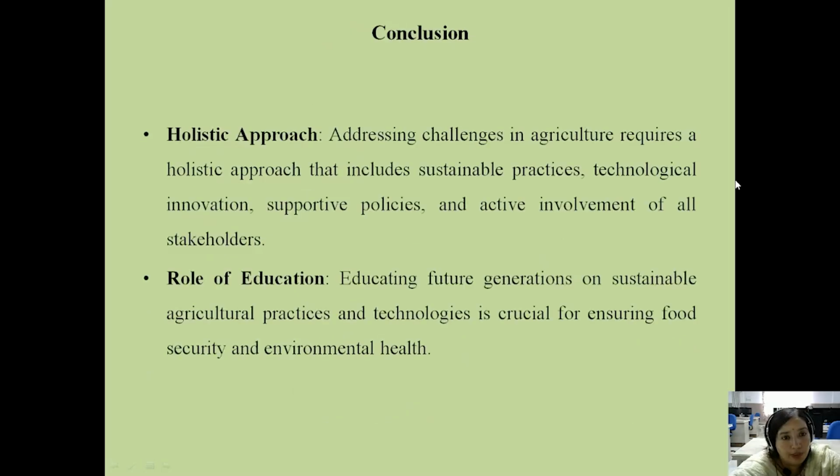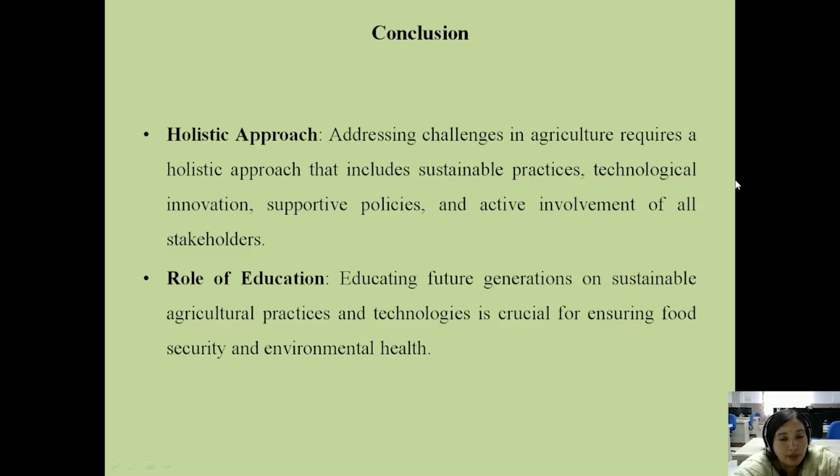Then come to the conclusion. Holistic approach: addressing challenges in agriculture requires a holistic approach that includes sustainable practices, technological innovation, supportive policies, and active involvement of all stakeholders. Role of education: educating future generations on sustainable agriculture practices and technology is crucial for ensuring food security and environmental health.